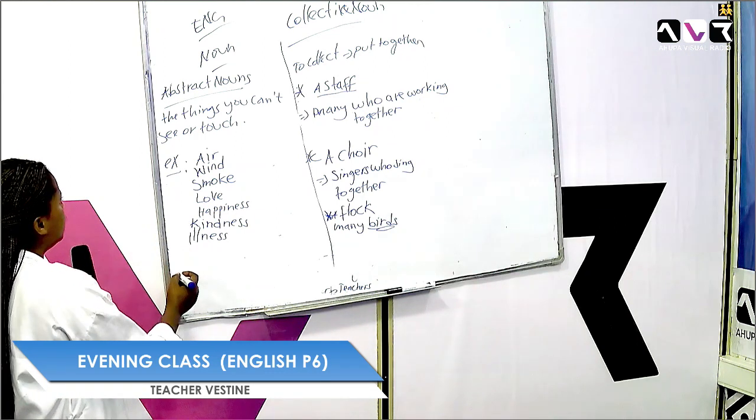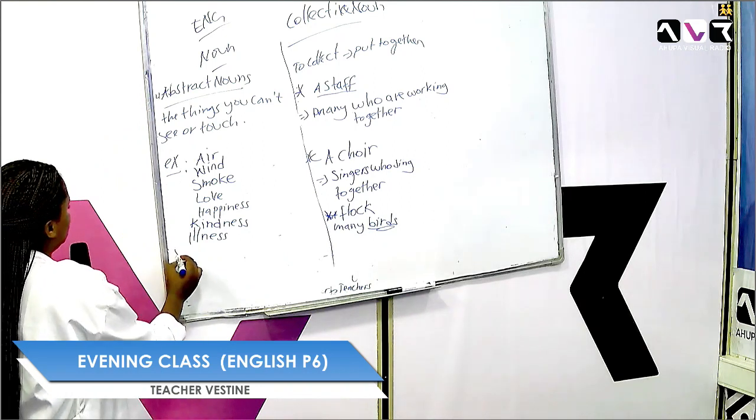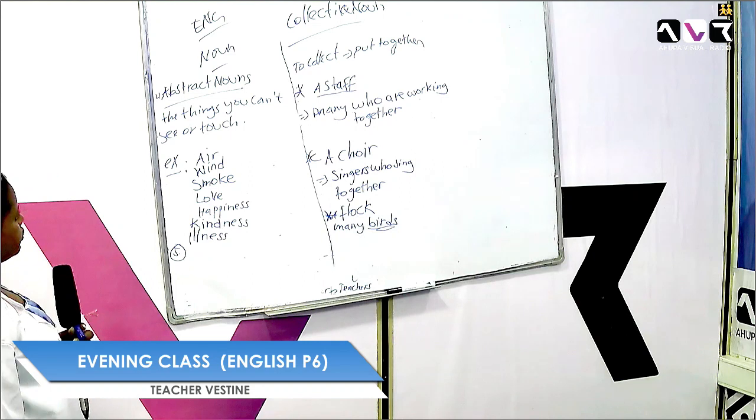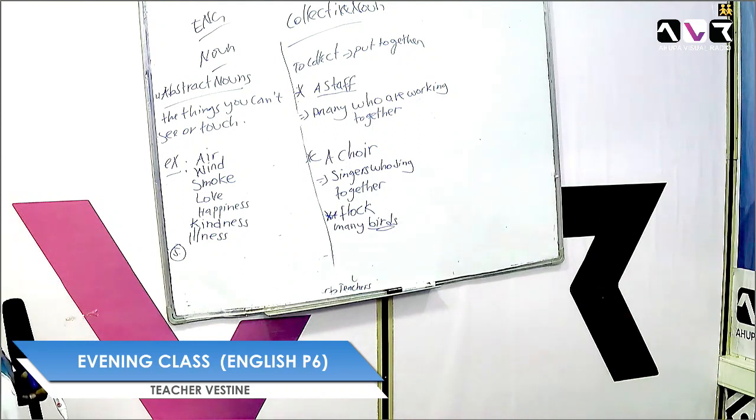Then, number 5. Number 5 is the compound. What does it mean, compound? Compound noun is one noun which is composed of more than one word. But all the words which compose that noun must each have its own meaning. But when you put them together, they have a meaning which is different from each.